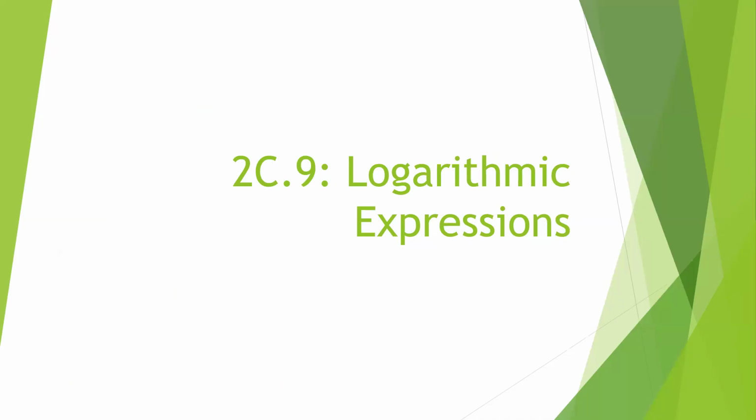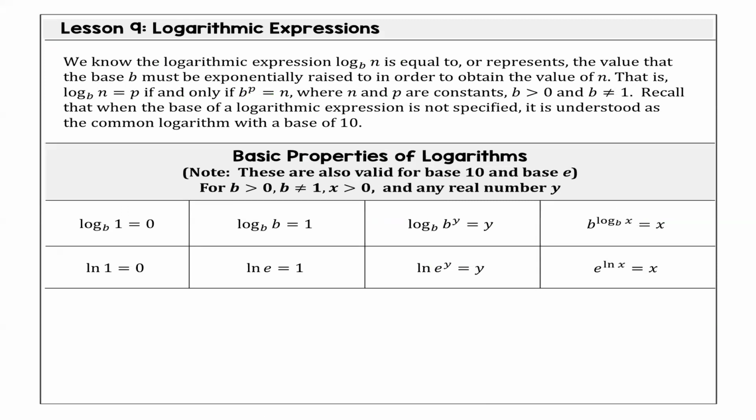All right. Up first, what do we know about log expressions? Well, we know that a log expression is written in the form of log base b of n. We should be comfortable with that, correct? Log base b of n is equal to, or represents, the value that base b must be exponentially raised to in order to get that value of n, correct? That's what log is. Log is tying it to an exponential. If you look at the table here, these are our basic properties of log.